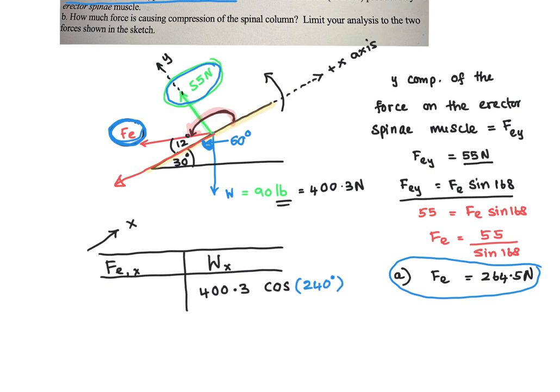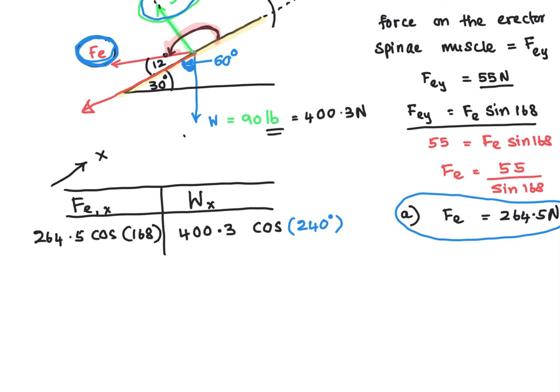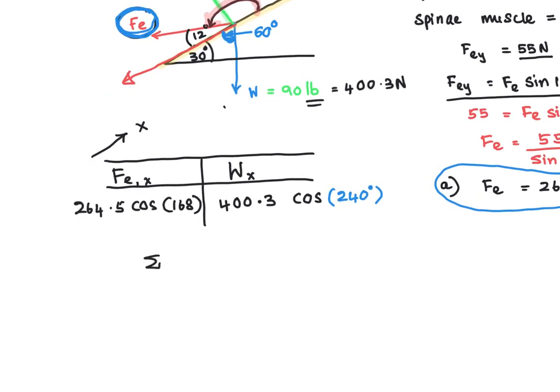And then for Fe, we already know what Fe is, so I am using that 264.5 cosine, the same angle that we used earlier with sine, 168. Now what I want you to do is take the sum of Fx and find the sum using the table and substitute it in here and find the net force along the x-axis. So the sum of Fx that you are finding here is the net force along the spinal column.